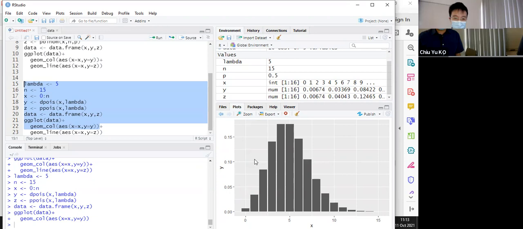Is there any question? If you just run everything except the last line, then you get the graph I have. If you run the whole thing, you get both. If you miss the last line, line 22, then you get only the curve. So ggplot is very convenient. You can overlap different curves.